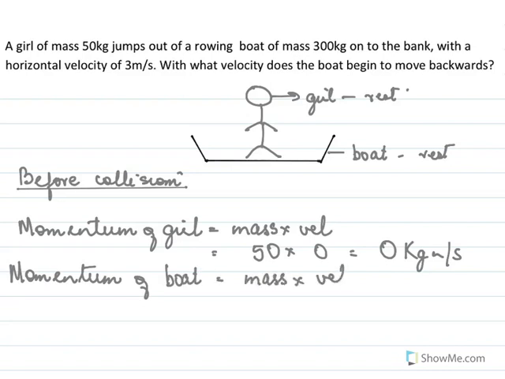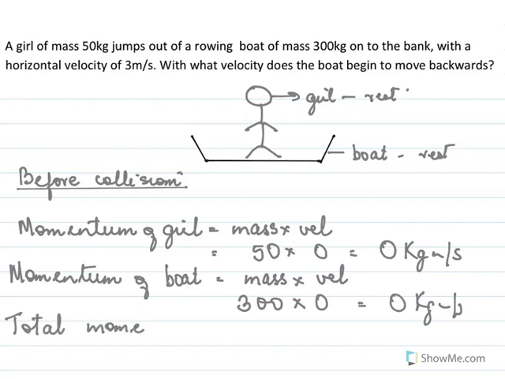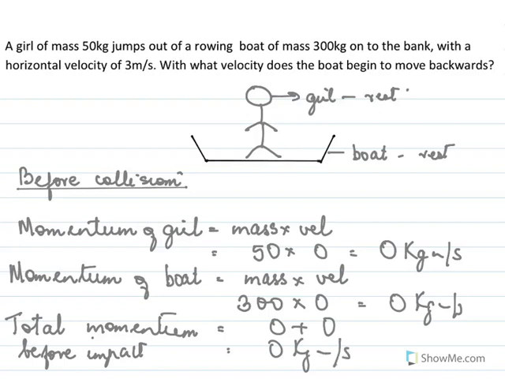So mass of the boat into velocity. So mass of the boat is 300. However, the boat is again at rest before collision. So the total momentum now is 0 kg meter per second. So total momentum before impact of the whole system will be equal to 0 plus 0, that is 0 kg meter per second. Now let's see what happens after impact. That is when the girl moves out of the boat.